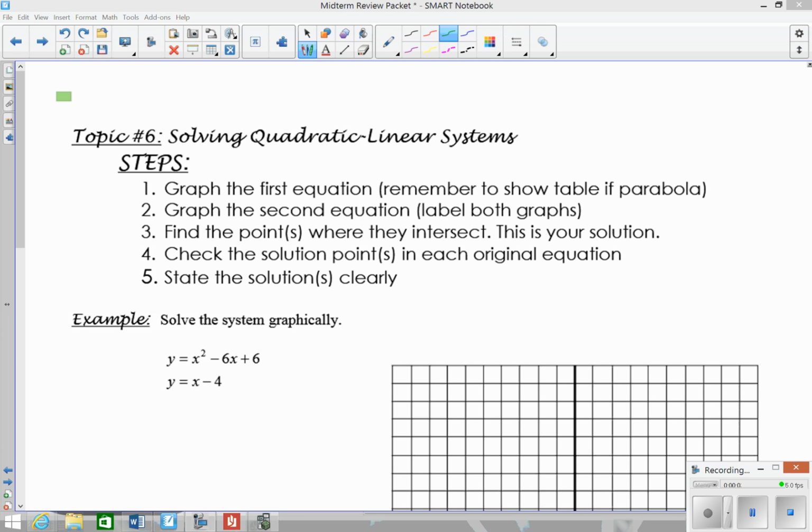For topic 6, we're going to look at how to solve a quadratic linear system. A quadratic linear system is whenever you have a parabola, so something that looks like this, and a line, and you're looking at their solution.